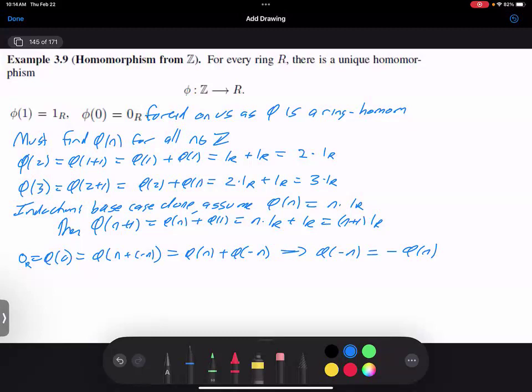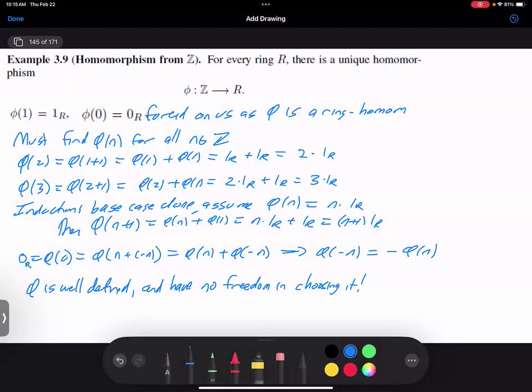So now we know phi for all integers. So phi is well defined and we have 0 freedom in choosing it. Because phi of 0 has to be 0 and phi of 1 has to be 1, because it's a ring homomorphism, all the other values are forced on us. So we've just shown that there is always a ring homomorphism between the integers and R.